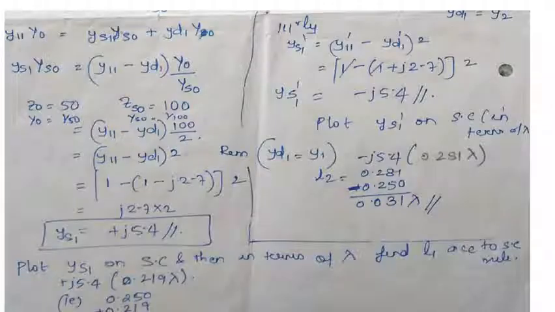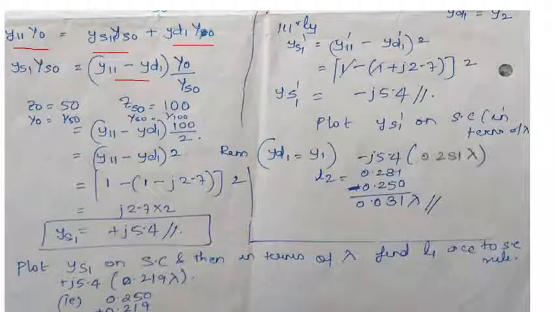We go to the next equation. We adjusted the equation as y11 y0 is equal to ys1 ys0 plus yd1 y0. When you're adjusting the equations, we get ys1 into capital ys0 is equal to y11 minus yd1 into y0 upon ys0.